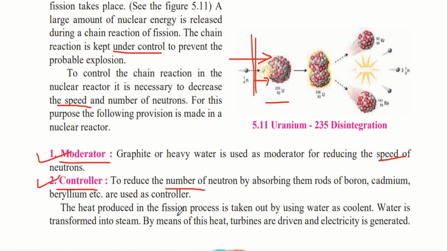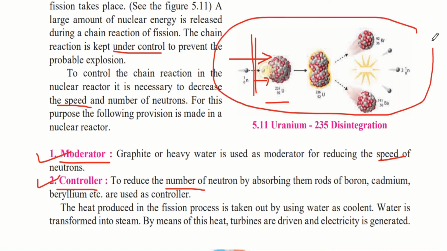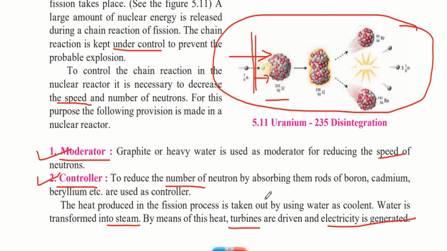The heat produced in the fission process is taken out by using water as a coolant. So this entire thing takes place in water. Therefore, the water absorbs all the excessive heat that is produced. Water is transformed into steam. By means of this heat, turbines are driven and electricity is generated. So this water becomes hot, and when water becomes hot, it is transformed into steam. This steam produces energy that moves these turbines. Turbines are like wheels. When the steam pushes on these turbines, they move. And when the turbines move, electricity can be generated.